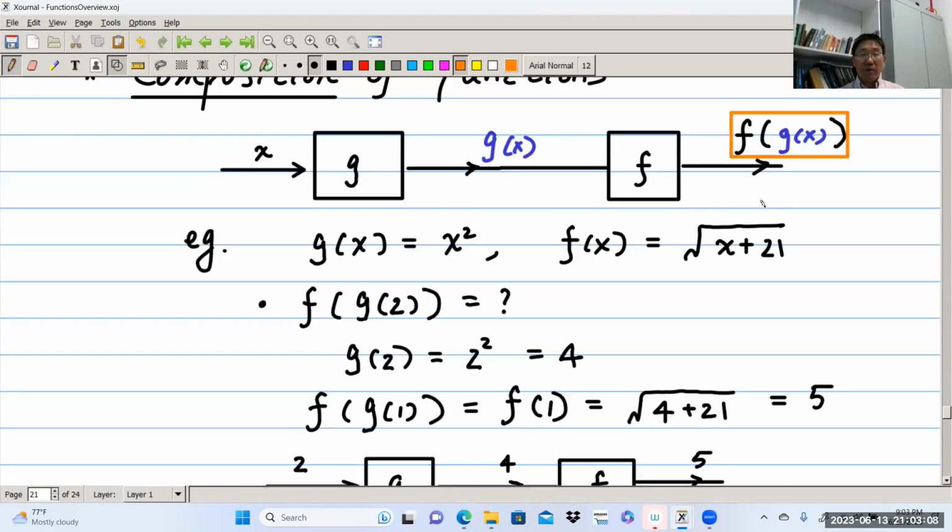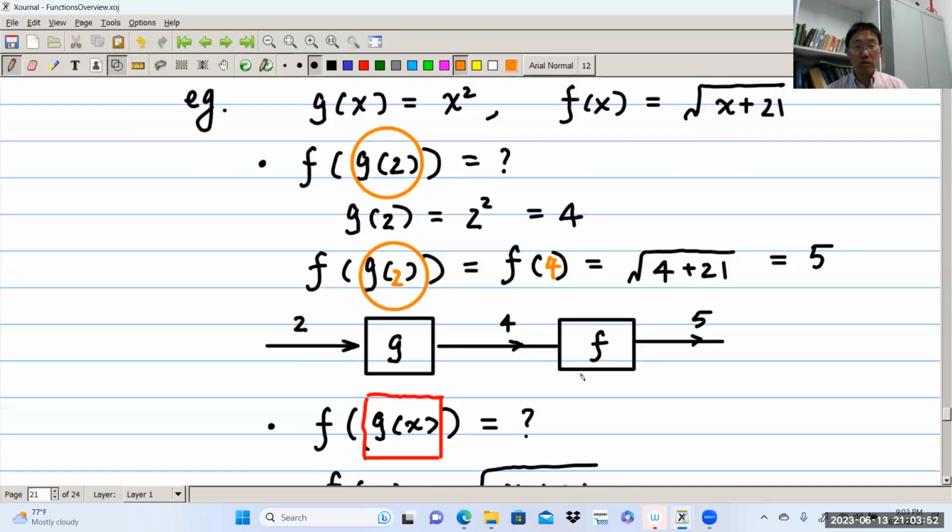Got it? For example, suppose G of X is X squared, and F of X is the square root of X plus 21. If I ask you, what is F of G of 2? Now you supply 2 to G. G of 2 is 2 squared, so you get 4. Then this G of 2 as a whole number is supplied to F. So F of G of 2 is F of 4. We know F of X is the square root of X plus 21, so it's the square root of 4 plus 21, and you get 5. Okay, you can fix your notes. I made a mistake here.